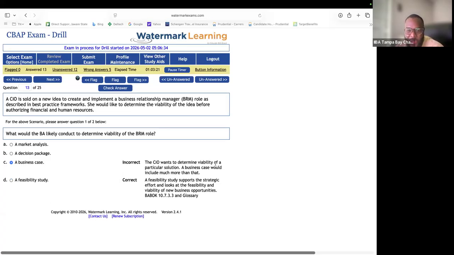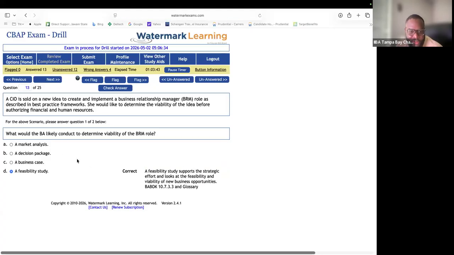Let's see. The CEO wants to determine viability of the particular solution. A business case will include much more than that. So what I'm getting is not wrong, but since we have a feasibility study, the feasibility study is much more appropriate in this specific scenario. Okay, that's good to know.